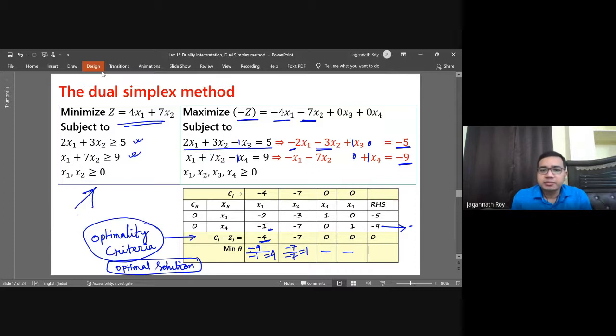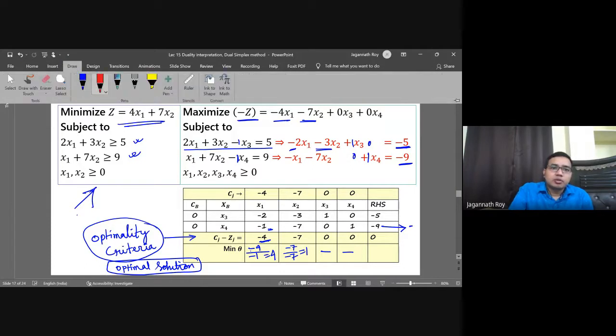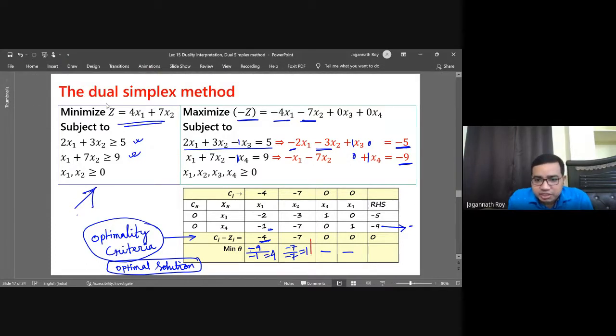And who will enter the basis now? The entering vector will be the one which has the minimum theta. Again, the minimum theta rule is applied. So here x2 is entering and x4 is leaving. So we have to find out the pivot element. This pivot element is -7 here. Okay, what will we do? The next step is to divide this row by this pivot element.